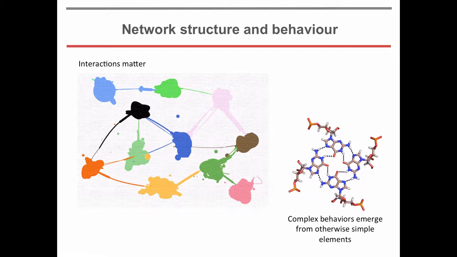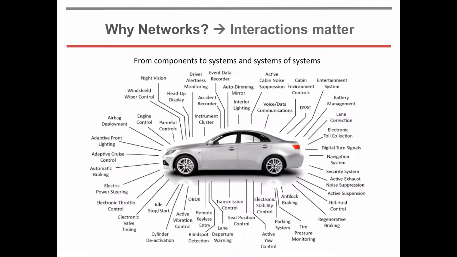In themselves, they are very, very simple. But it's how you organize them that you get all the possible behaviors. Carbon is a really interesting example, because you reorganize carbon in all these different ways and you get totally different behaviors, totally different properties of the material. And networks are a very good way of looking at this.